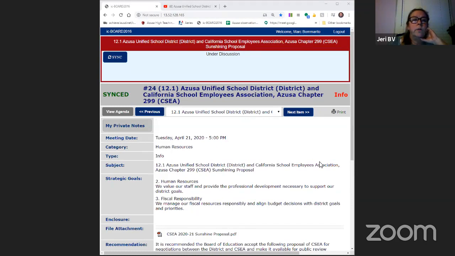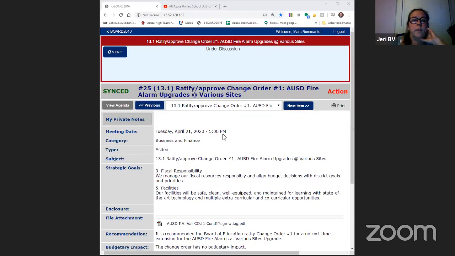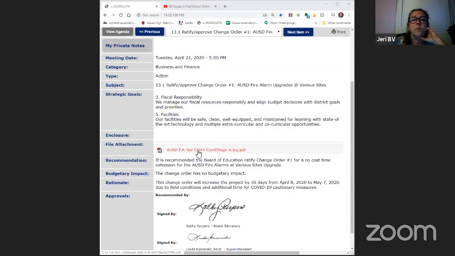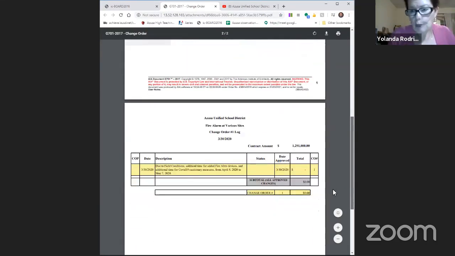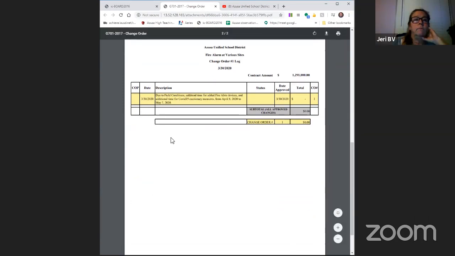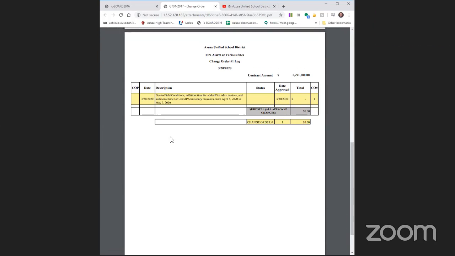Okay, now let me get back to the agenda. Item 13.0, Business and Finance, 13.1, ratify/approve change order number one, Azusa Unified School District fire alarm upgrades at various sites. Do I have a motion? I make a motion to approve 13.1. Okay. Motion by Board Member Rodriguez-Pena, seconded by Board Member Arianas. Discussion? Yes, I think it's Mark? Can you explain why we're doing this? Sure, I put it up on the screen too.